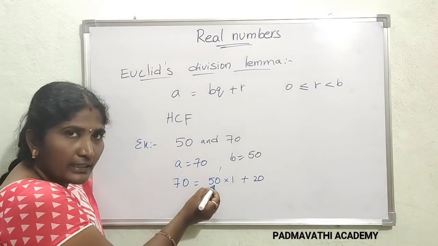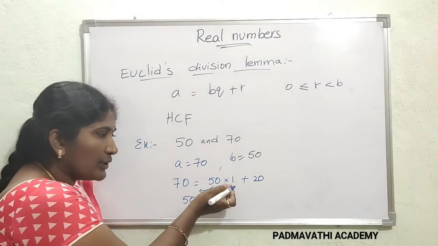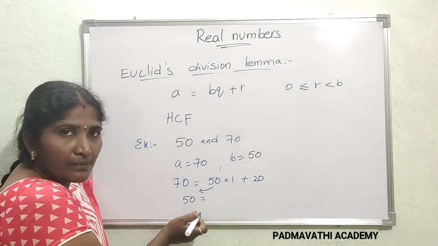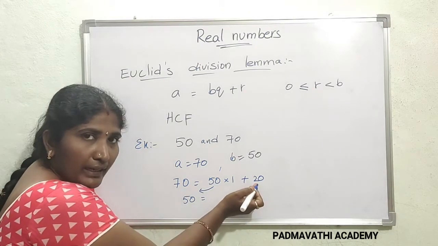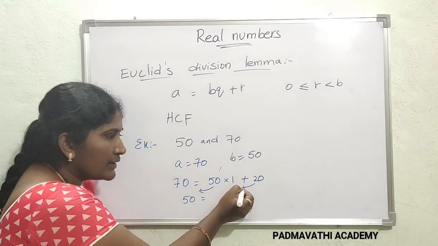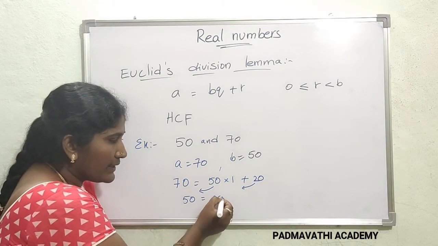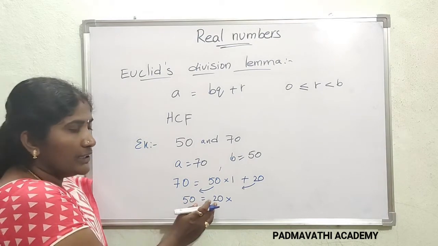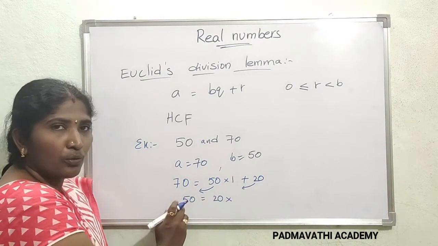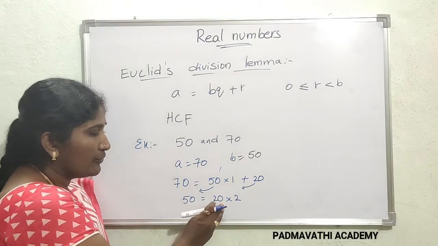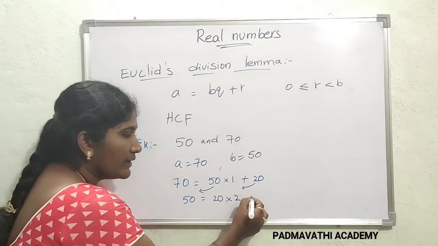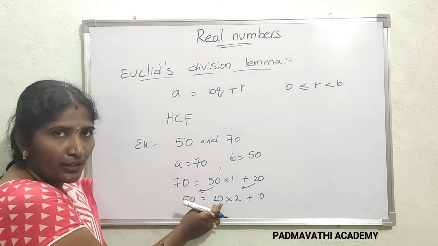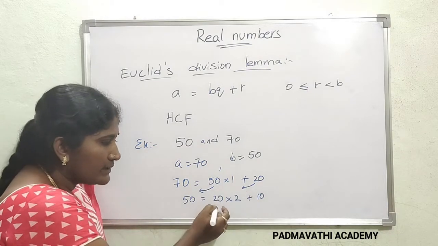Next, now the divisor becomes the dividend. We want to continue this process until we get a remainder of 0. Now 50 becomes the dividend and the remainder becomes the divisor. What is the remainder here? 20. 20 becomes the divisor into, again check in the 20 table where you will get 50. 20 twos are 40, 20 threes are 60, which is more. So we take 20 twos are 40. 50 minus 40, remainder 10.